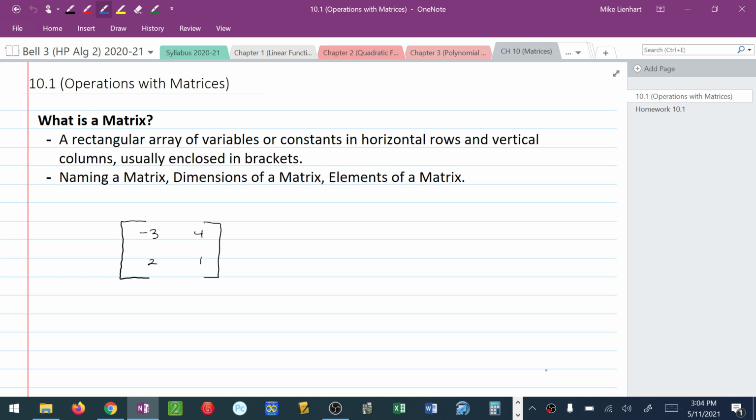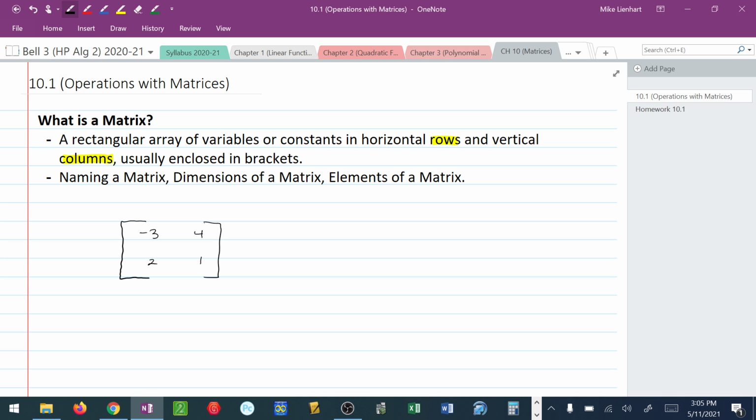So what is a matrix? By definition, a matrix is a rectangular array of variables or constants, being numbers, in horizontal rows (left to right is horizontal) and vertical columns (up and down is vertical). The key here is rows and columns. And then this rectangular array is usually enclosed in brackets. For example, this one that I have down here is an example of a matrix.